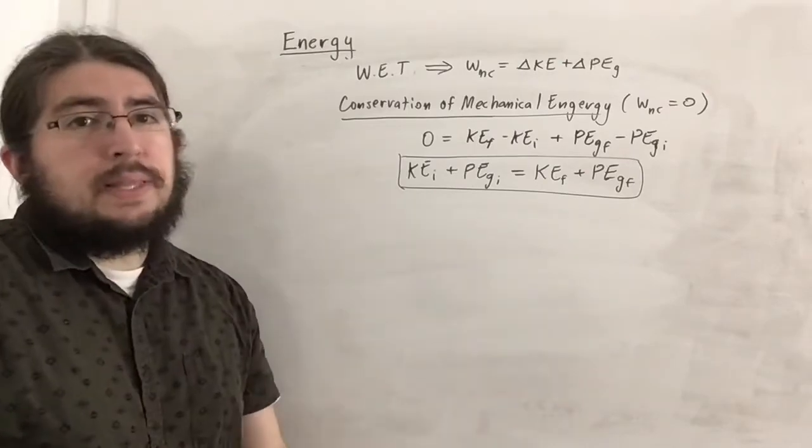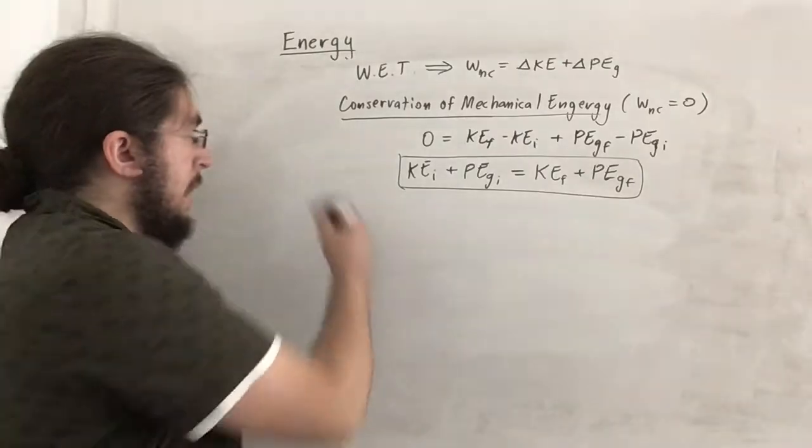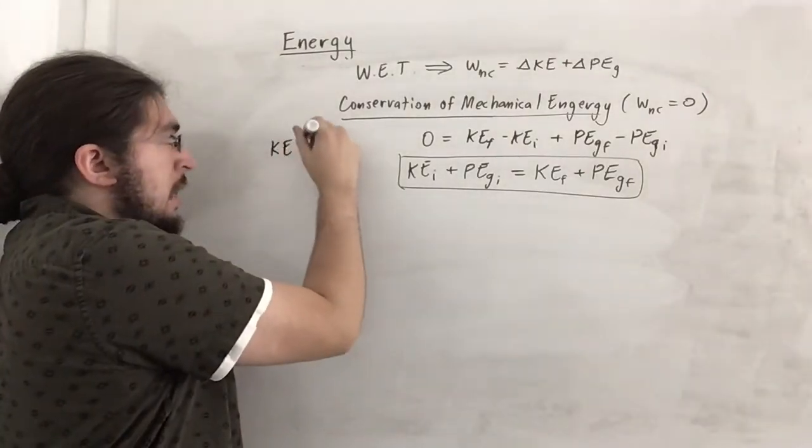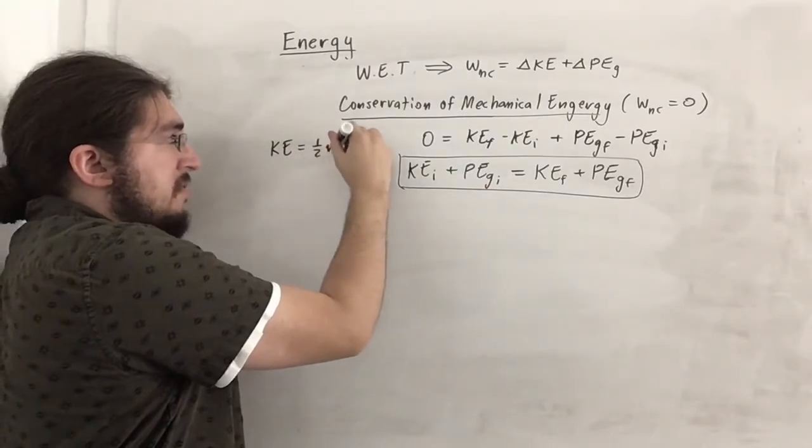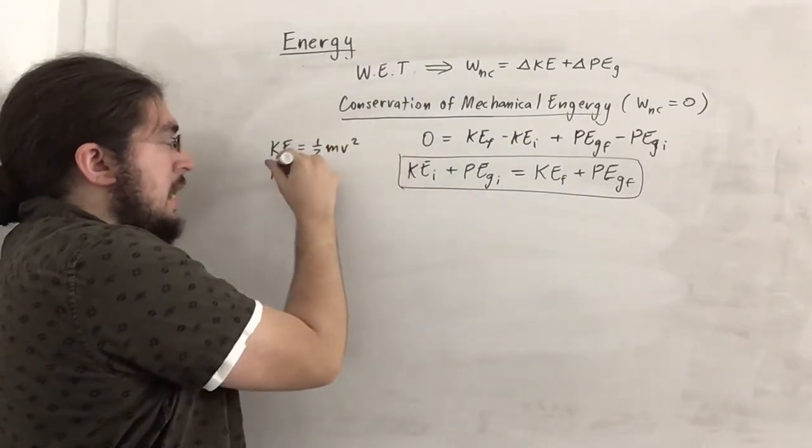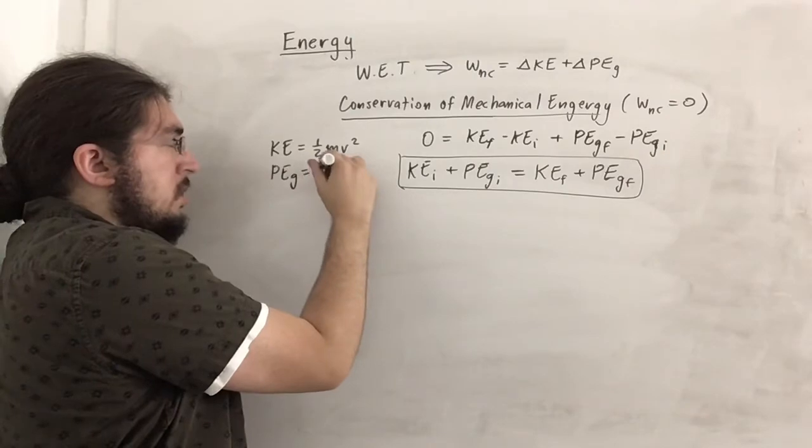And you can even expand this a little further, keeping in mind that KE is equal to 1/2 mv squared, and PEG is equal to mgy.